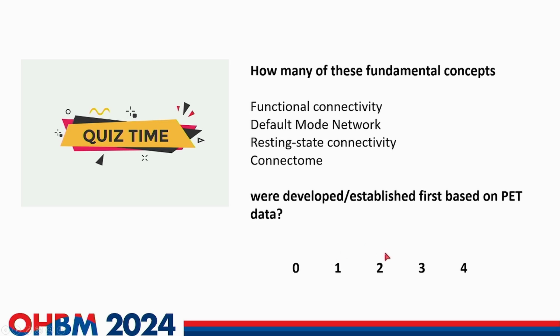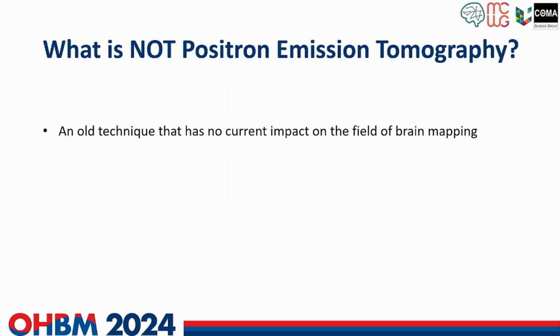Okay. So my best answer to that actually is 2, in the sense that functional connectivity was proposed based on perfusion PET data, and the default mode network was discovered based on perfusion PET data. Resting state MRI is what made us think about resting state connectivity, and the connectome was proposed for structural MRI. So just the concept for me is that PET is an old technique, of course, but it has a huge current impact on the field of brain mapping, as these concepts are still things we are working on right now.